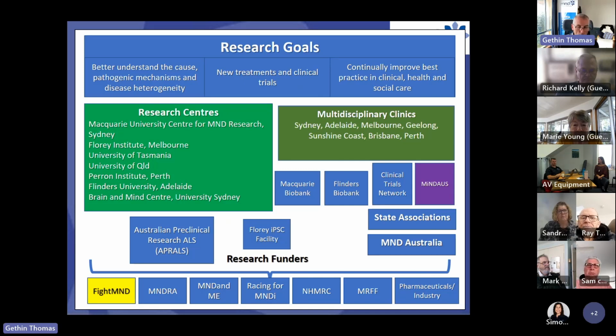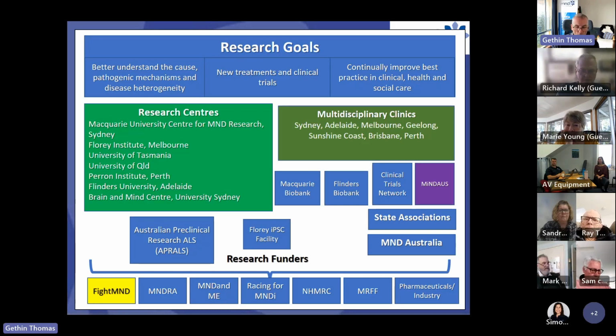And all this is not possible without research funding. As I said, MNDRA sits there as a major research funder, as does FightMND. MNDME, also based in Queensland, support research, mostly through us. They also have some of their own grants. There's Racing for Mindy, which is a small charity over in Perth that funds genetics research.